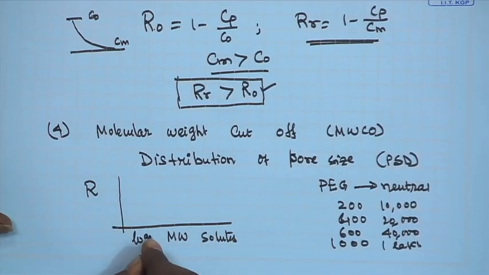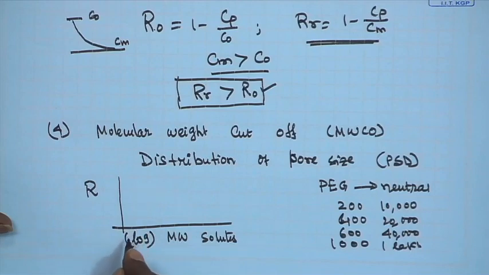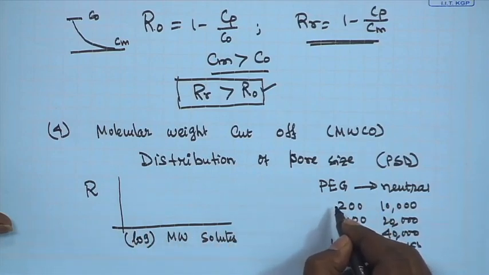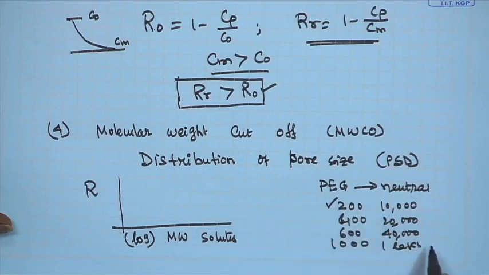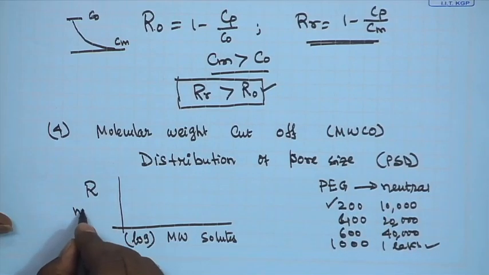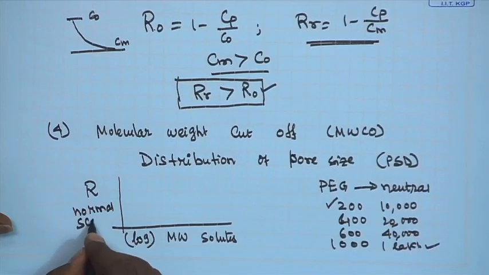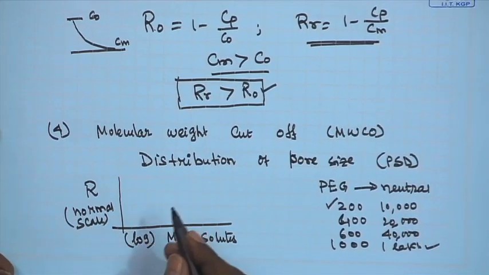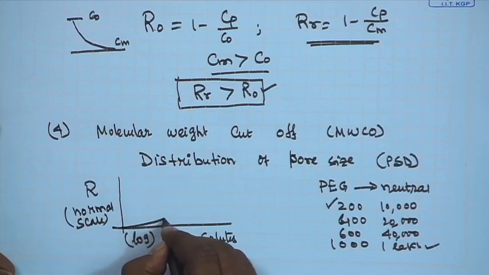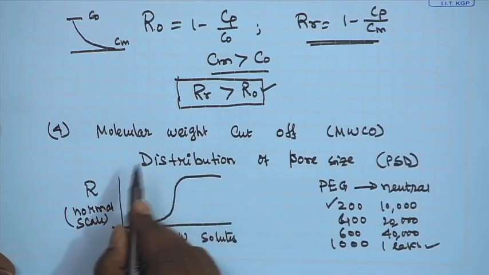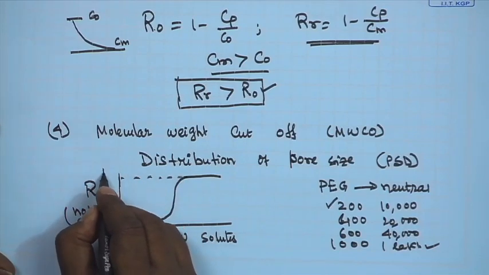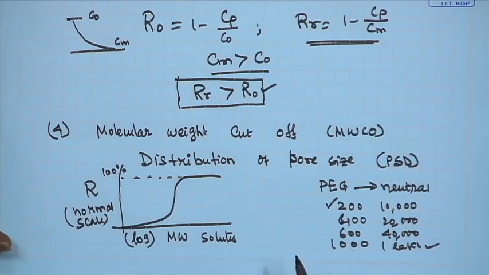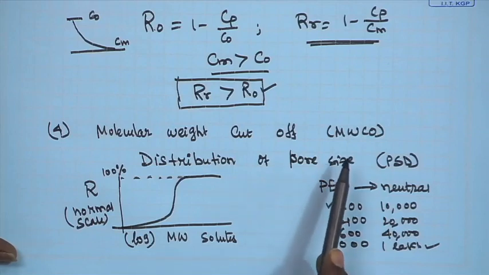This is a log scale in the molecular weight, because we are covering a wide molecular weight range starting from 200 to 1 lakh, and then this is in a normal scale. If you do that, you will get an S-shaped curve, something like this, where R is 100%. So, once you generate this retention versus molecular weight curve of the solutes for this particular membrane, I am coming close to what I am trying to talk about, the molecular weight cutoff.